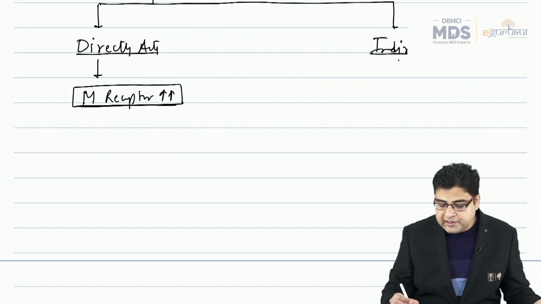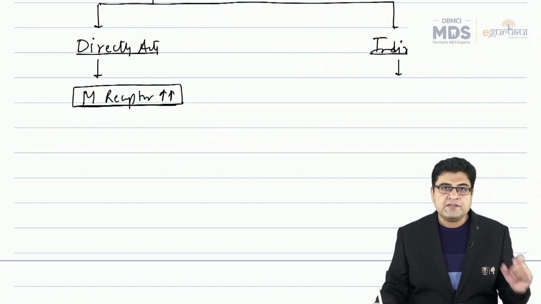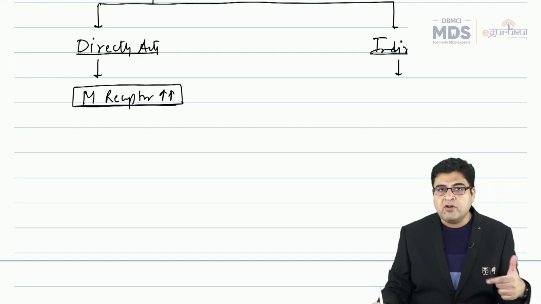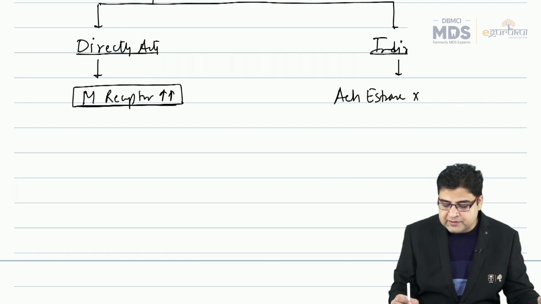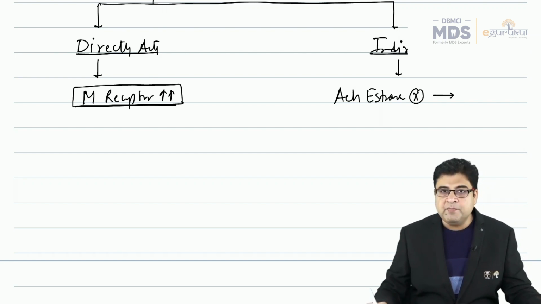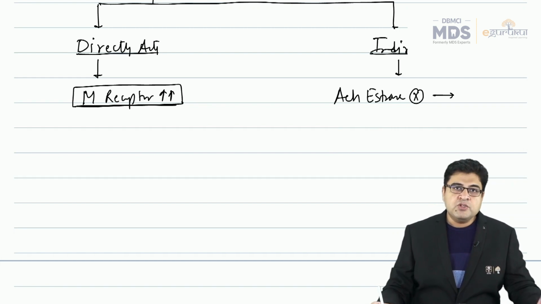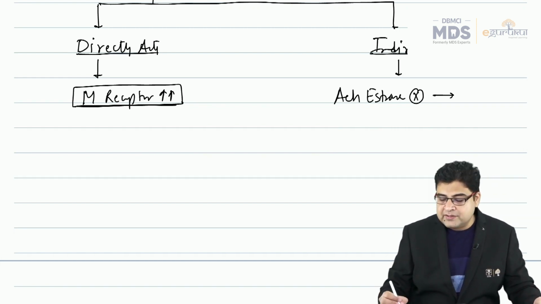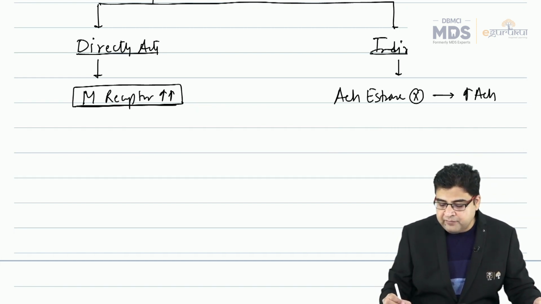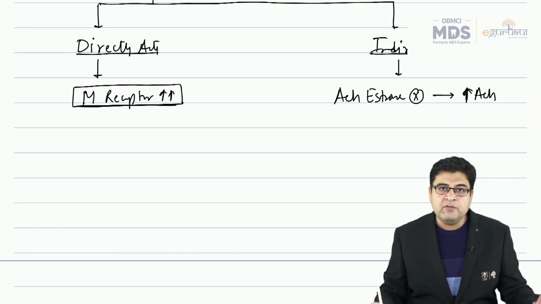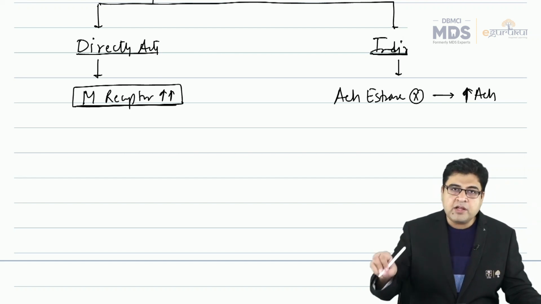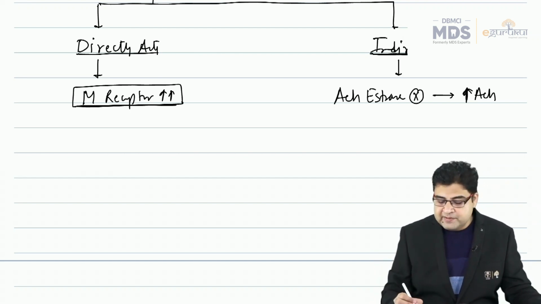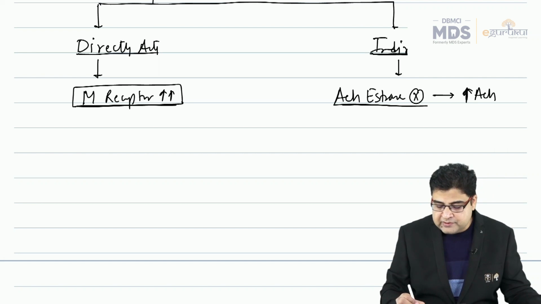Now, what are the indirectly acting medicines? As the name suggests, they will not directly act on the receptor. These medicines are inhibitors of the acetylcholine esterase enzyme. By inhibiting acetylcholine esterase enzyme, acetylcholine activity will increase, and acetylcholine will not get metabolized in the body.